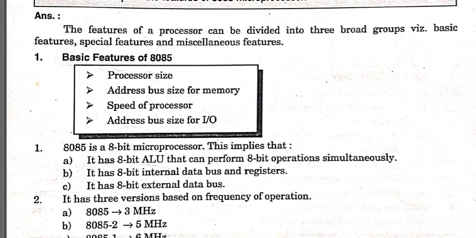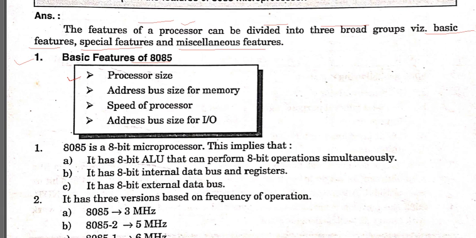So here features of this 8085 microprocessor can be divided into the three categories or the three groups. So the three groups are basic feature, then special features and miscellaneous features. ठीक है, तो इन तीन कैटेगरीज में फीचर्स को डिवाइड किया गया है माइक्रो प्रोसेसर के. ठीक है, सो we'll start with the first, that is basic feature of 8085.